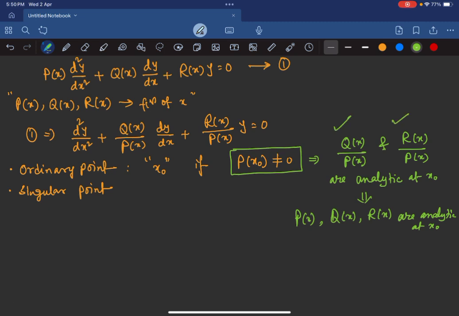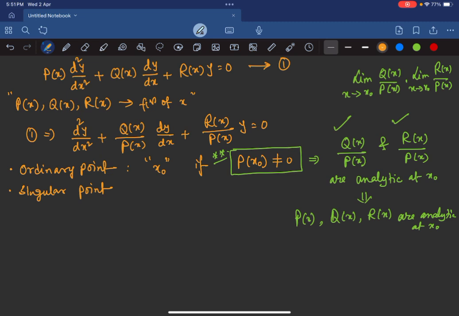This is the condition, and because p(x0) is not equal to 0, if you take the limit of q(x)/p(x) as x tends to x0, you will get some finite value, as well as the limit of r(x)/p(x) as x tends to x0. So the basic thing is this: for all those points where p(x0) is not equal to 0, x0 is an ordinary point.